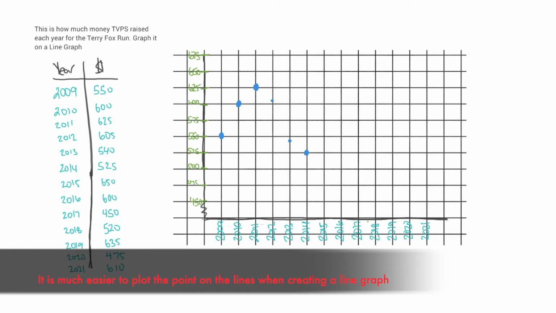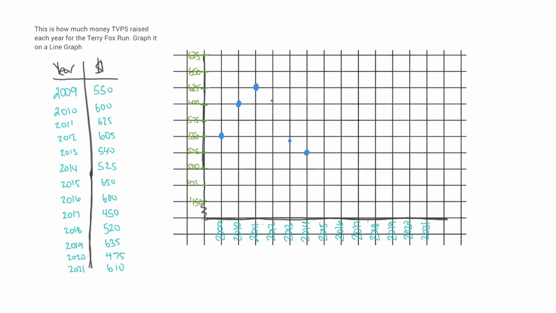525 is next in the year 2014. 650 in the year 2015. Then we had 600 for the year 2016. 450, the lowest of the numbers right here. 2018 had 520, again, just slightly off. Try and get it as close as possible. We do not expect perfection, especially if you're doing it by hand. It's just not possible. 2020 was 475. And lastly, $610 for the year 2021.